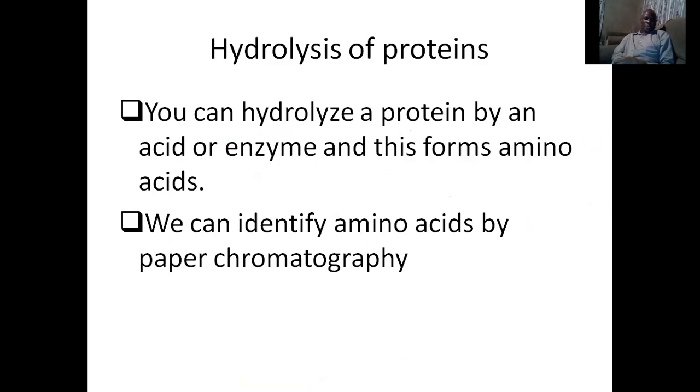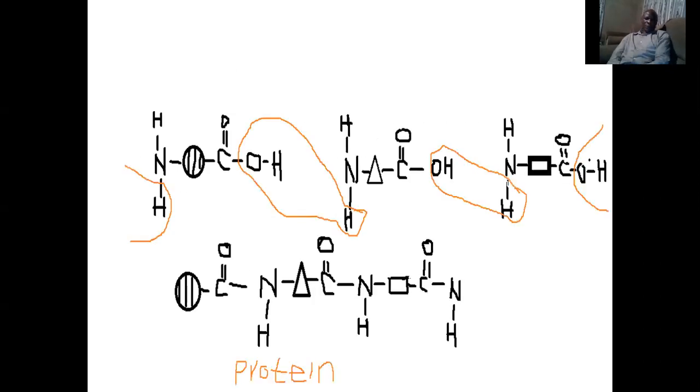And so when you hydrolyze the proteins, you add an acid or an enzyme, and this forms amino acids. We can identify these amino acids by paper chromatography. So it's very important for us. We should know that proteins, we can break them down by an enzyme or an acid to form the amino acids. And so I thought this is very important, especially when we look at the structure of proteins, that it contains polypeptides and it contains the peptide linkage.